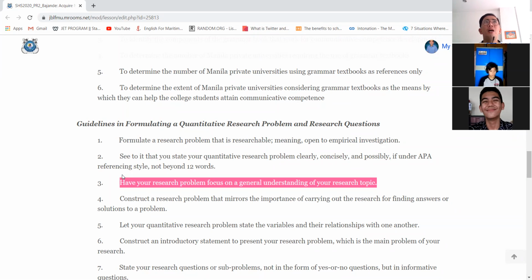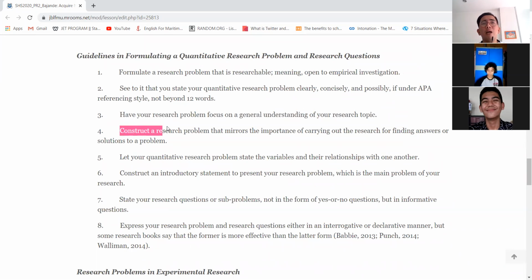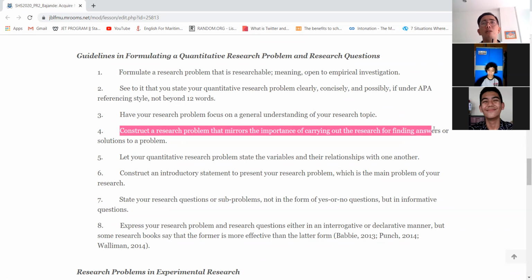Okay. Do you want to study the difficulties in maritime related subjects? So from the online learning or online class general topic, in that class it will stem out, okay? Or in that class it will break down into specific topics or your research problem that will be a focus of your research. All right? Number 4, construct a research problem that mirrors the importance of carrying or solutions to a problem.